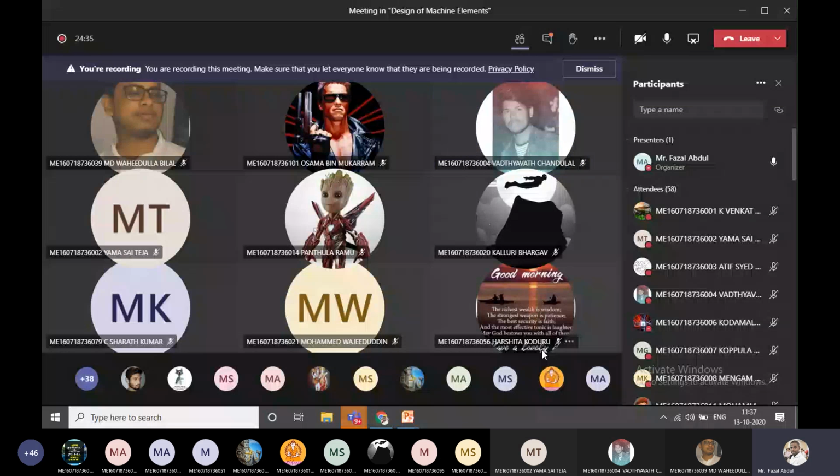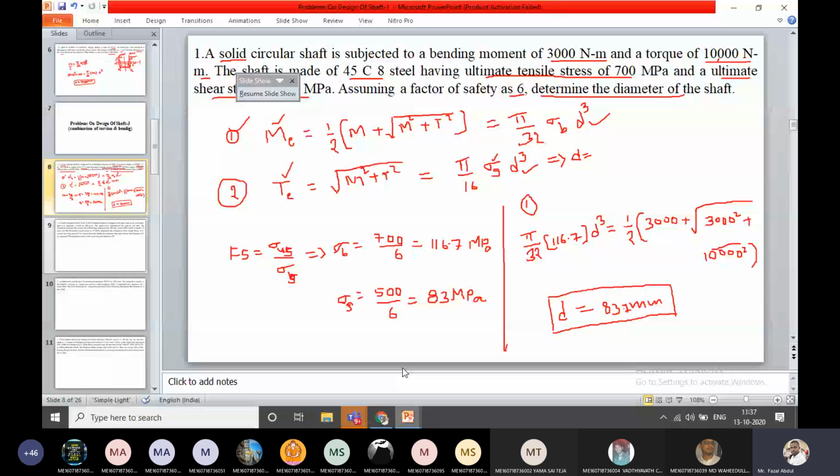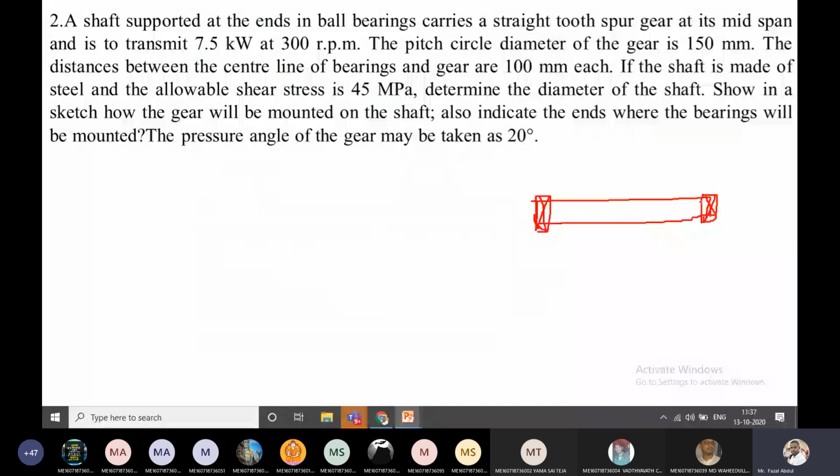So here I am drawing the gear. One gear is going to be mounted like this. What type of gear? This is a spur gear having straight teeth. So I am drawing the straight teeth here.